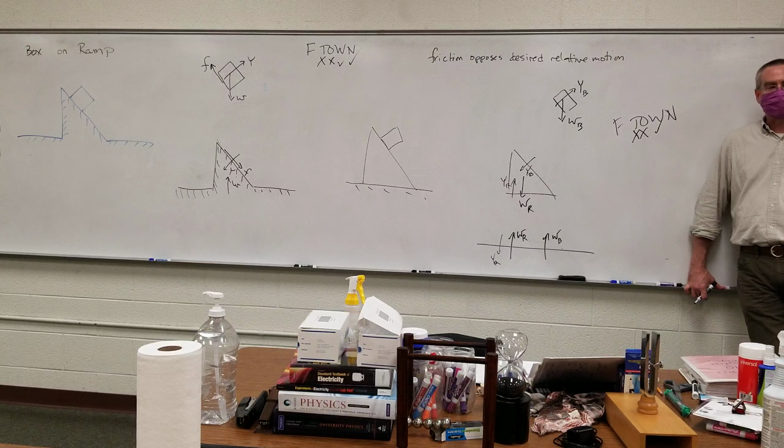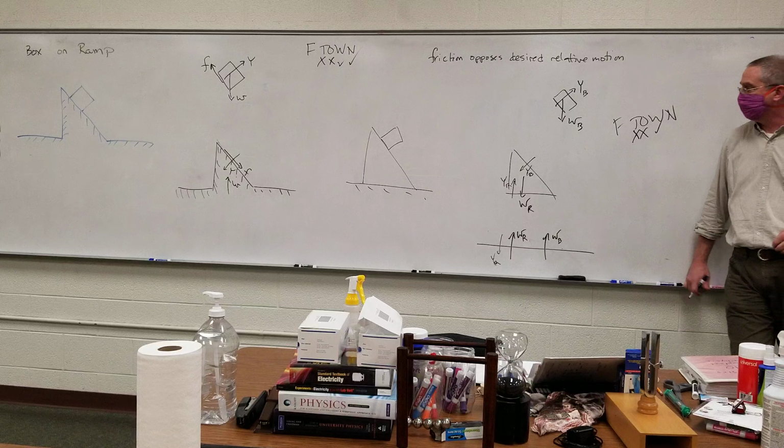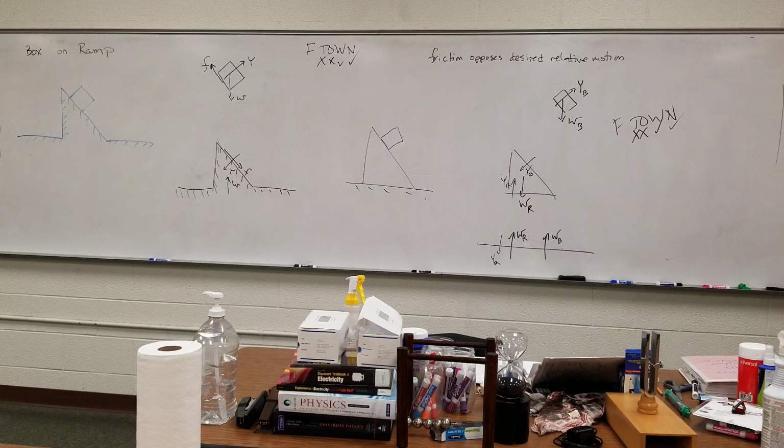I have two sets of objects that are touching. I got ramp and box touching, so I got my normal force there. I got ramp and ground touching. I got my normal force pair there. So normal force done. Box and the ground don't touch each other. No normal force.